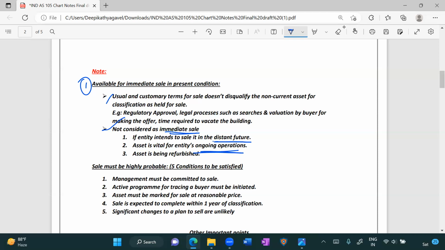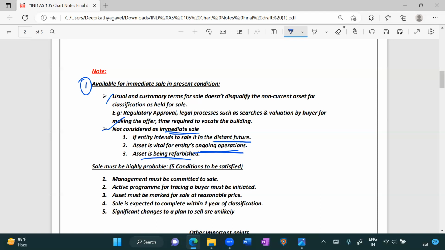So if the asset is put up for sale, then the entity's operations will get hindered, right? In that case, the entity's vital operations are going to be affected because of this asset being classified as held for sale, so it will not be classified under Ind AS 105.